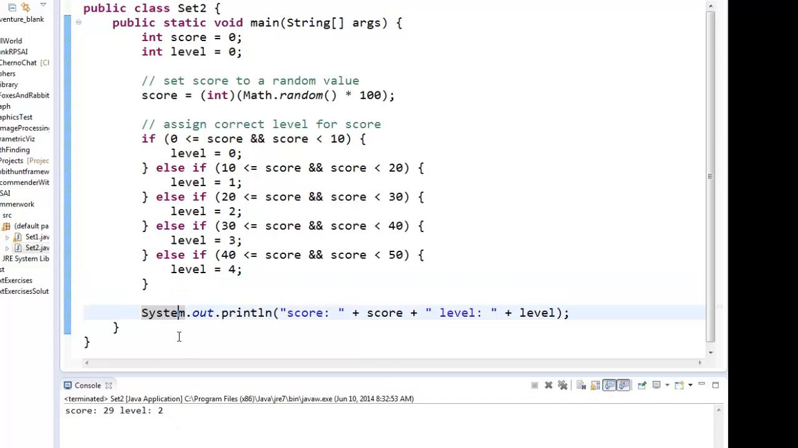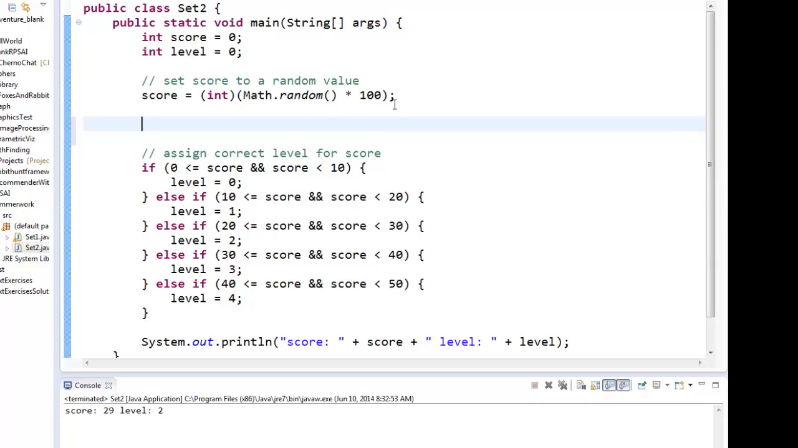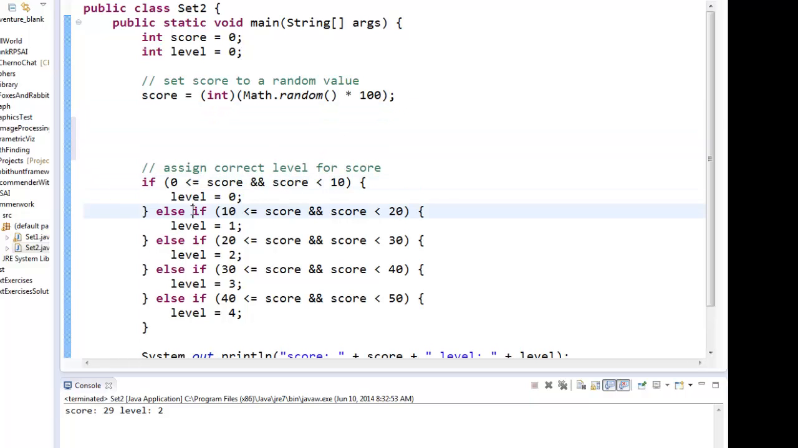Okay, great. So we're going to solve this same problem in two different ways that are going to be more and more efficient. So here's my first observation. We've got several if statements, but these are always following the same pattern. We're saying if score is between two different numbers, then assign a certain value to level. So instead of repeating this if statement using copy and paste 9 times, let's write a loop.